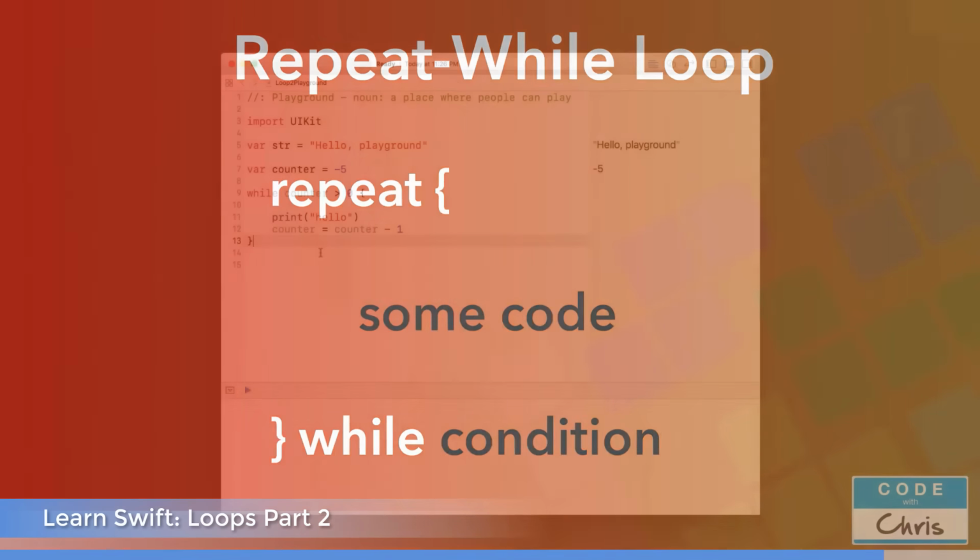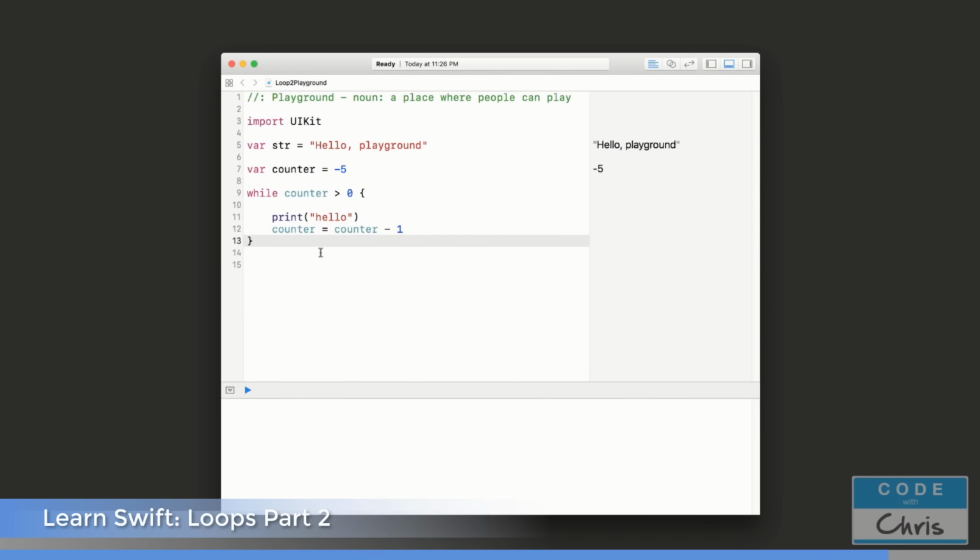Okay, so let's go back to the playground and do an example here. I am going to use the same example. Let's print hello here, and we're going to have the same thing, counter equals counter - 1. And we're going to say repeat this chunk of code while counter is greater than 0.